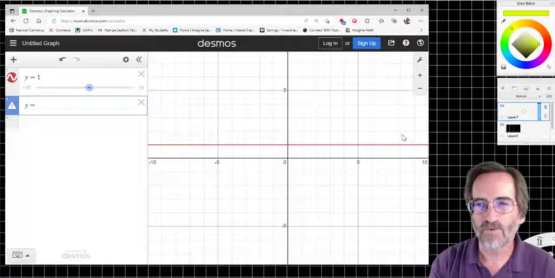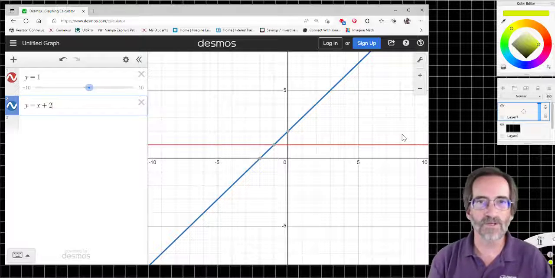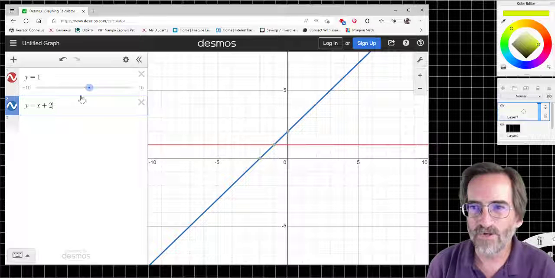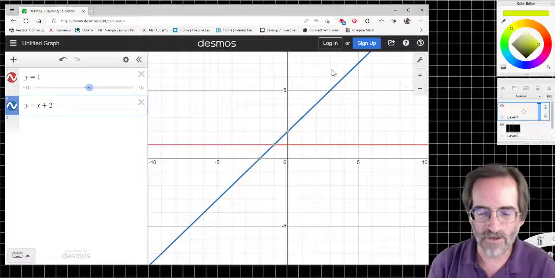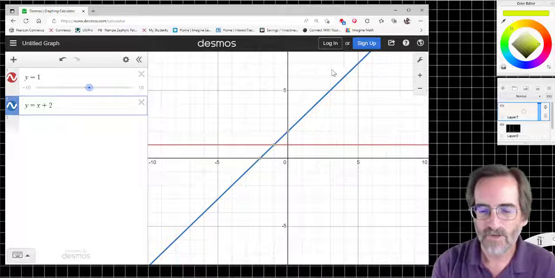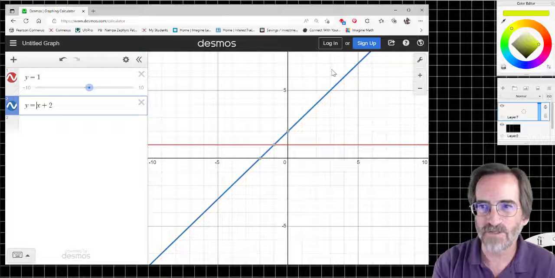When I go to first order, y equals x plus 2, now we have a line that's got a tilt to it. Okay, it can be tilted up, tilted down. Whether it goes up or down depends on the initial sign on the x. Negative goes down, positive goes up.